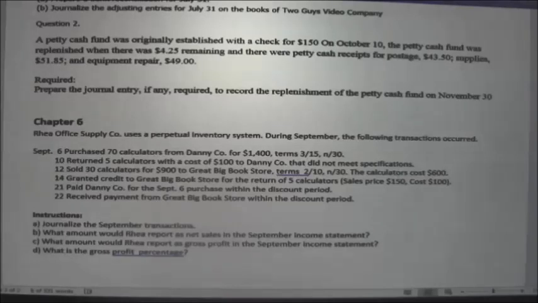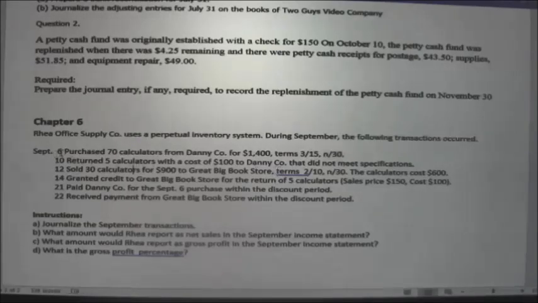So the first event, September 6th, we purchased calculators from Danny Co. for $1,400, terms 3/15, net 30. What other terms? Otherwise what? Just due within 30. So 3/15 n/30 means that you will receive a 3% discount if you pay within 15 days. Otherwise, the net amount of your balance is due within 30.